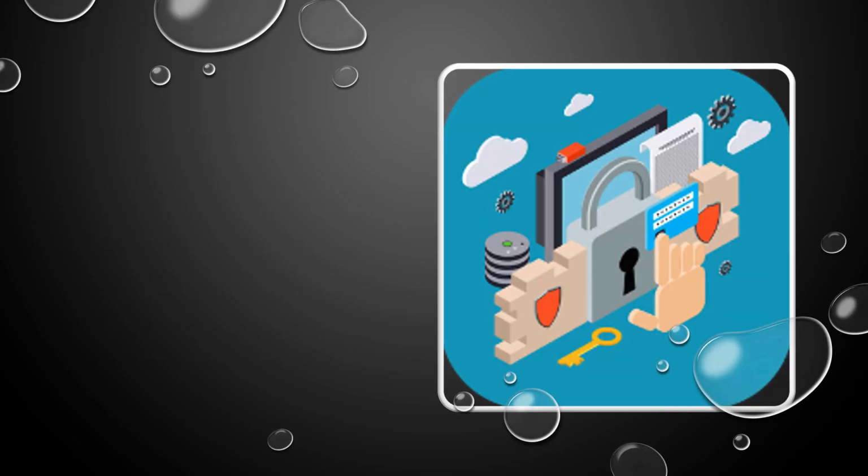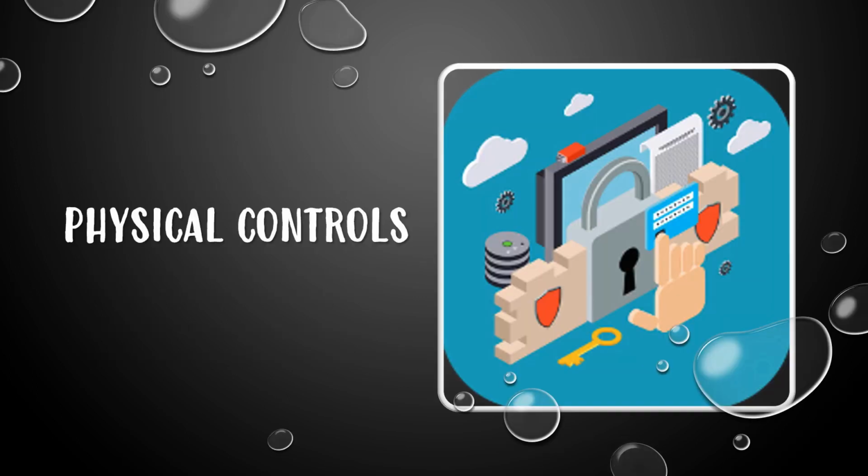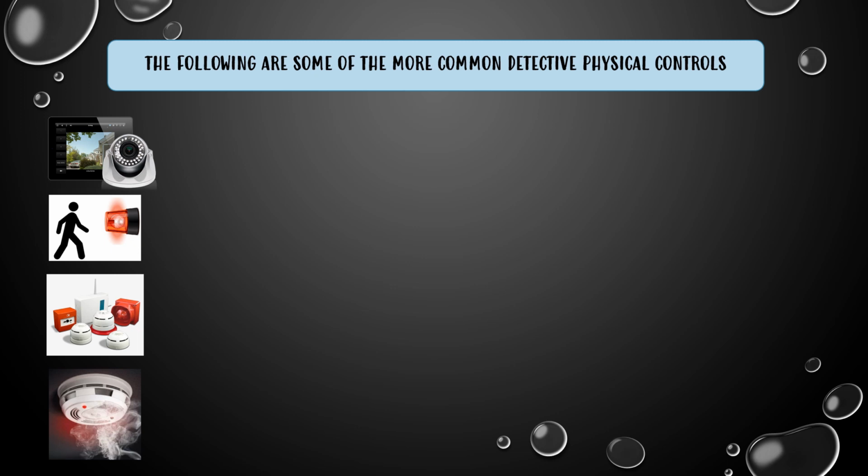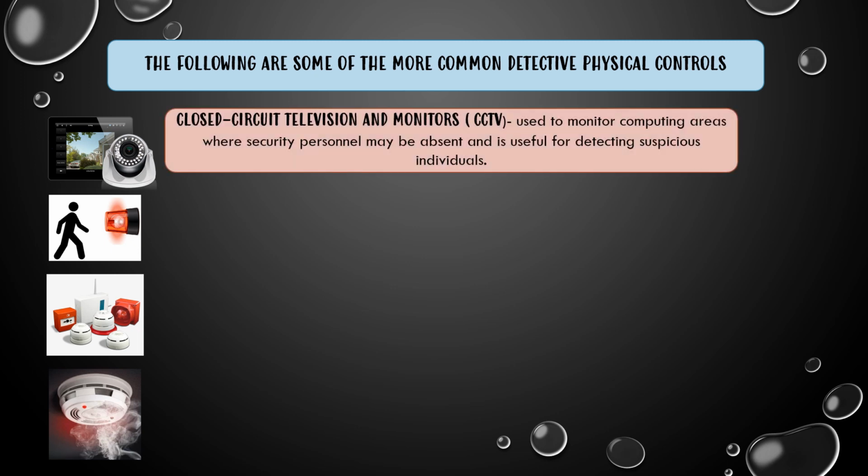So moving on to the physical. Physical security is essential to keeping systems and data secure. As part of information assurance, it is important to check an organization's physical security posture for vulnerabilities. The following are some of the common detective physical controls. First is closed circuit television and monitors, or what we call CCTV, which is used to monitor computing areas where security personnel may be absent and is useful for detecting suspicious individuals.